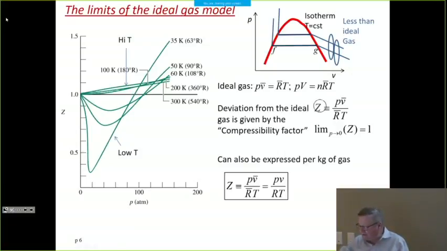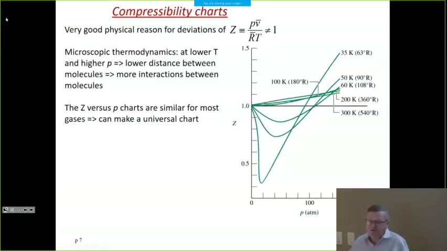You can express the same quantity, the compressibility factor, per mole, like we do here, or per mass, like we do here. But it's the same concept. In fact, it is so much the same concept that you can create a universal set of curves for all gases in this case. Again, that is the macroscopic expression. There's a microscopic expression which might be easier to understand.